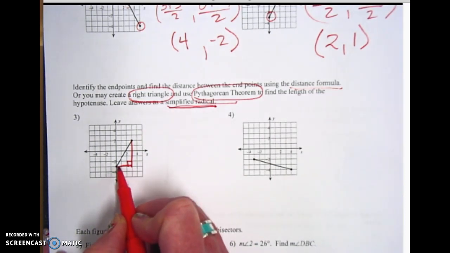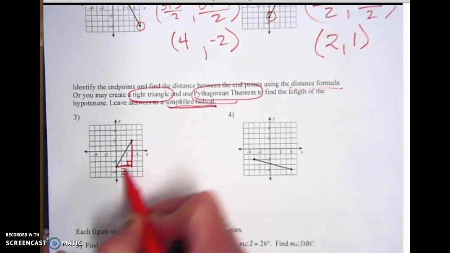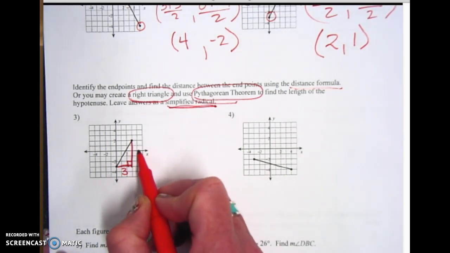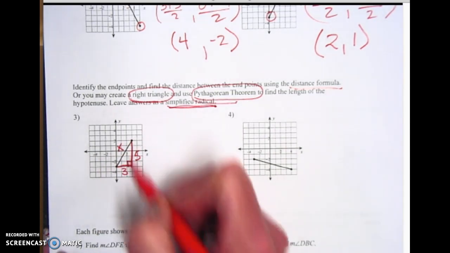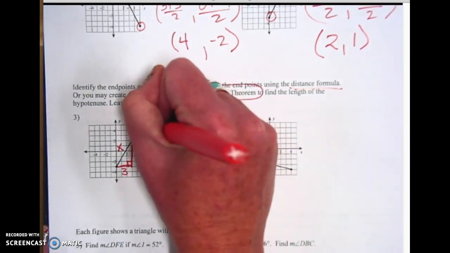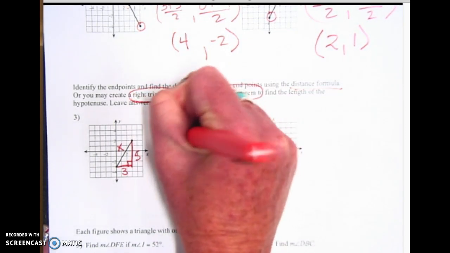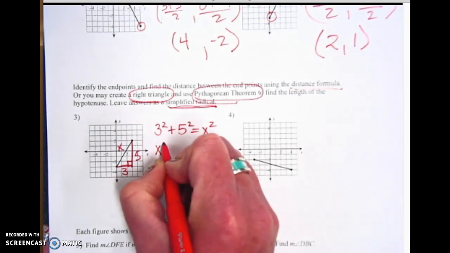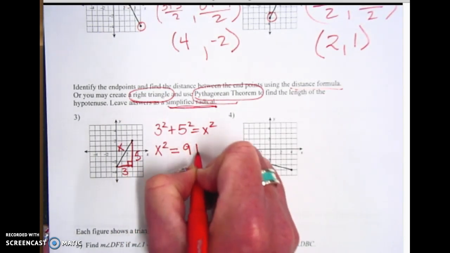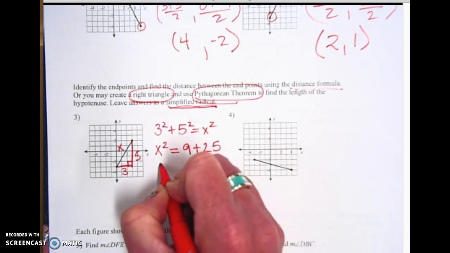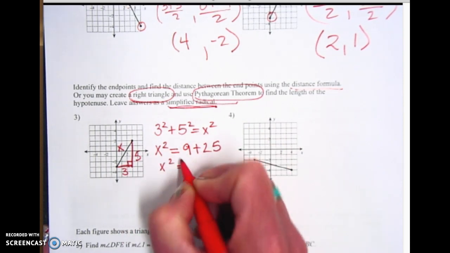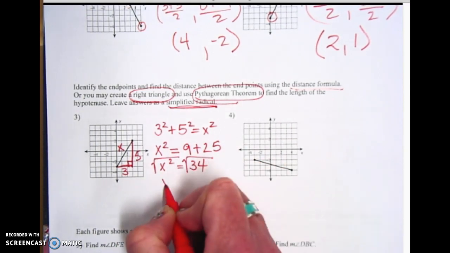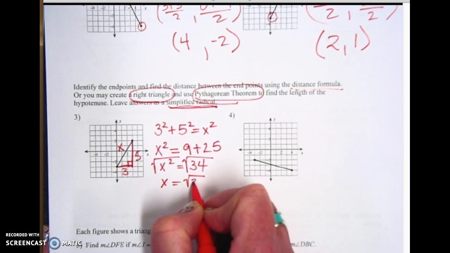Then I just count the sides. So 1, 2, 3 units long, and 1, 2, 3, 4, 5 units long. And I want to find the side of the hypotenuse, which is x. So I'm going to say 3 squared plus 5 squared is going to be equal to x squared. So x squared equals 9 plus 25. 9 plus 25 is 34. So when I take the square root of both sides, I get x equals the square root of 34.